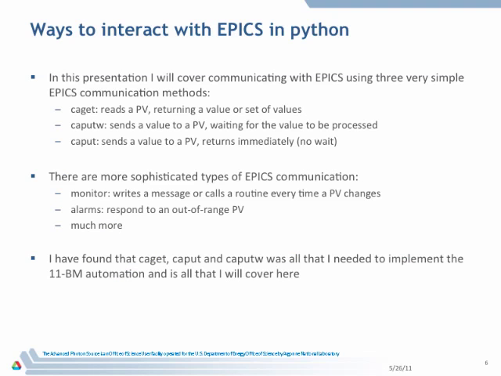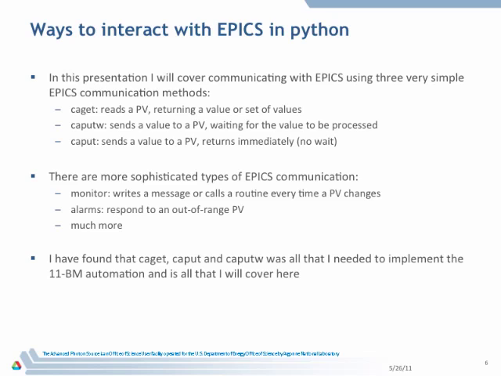So I'm going to talk about talking to EPICS with three very simple commands. One is called CA_get, that reads a process variable. One is called CA_put_w, that writes to a process variable and then waits for the action that you've asked for to happen. Or you can do the same thing asynchronously. And if you do it asynchronously, you send the value, but you don't wait for it to finish.